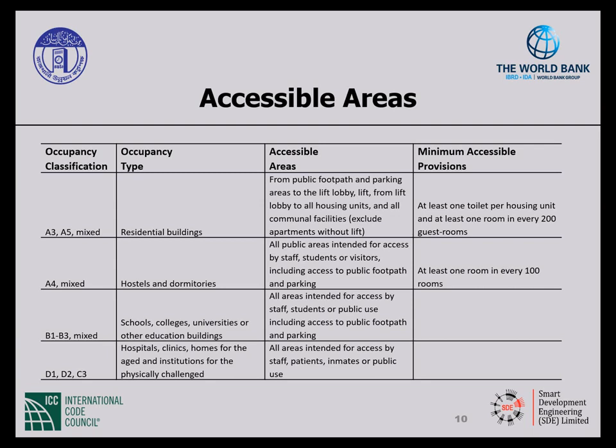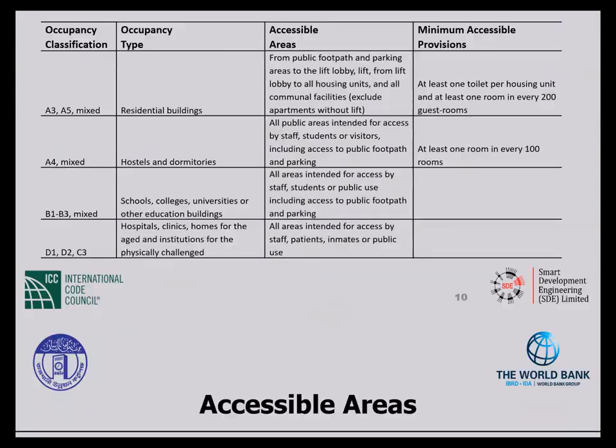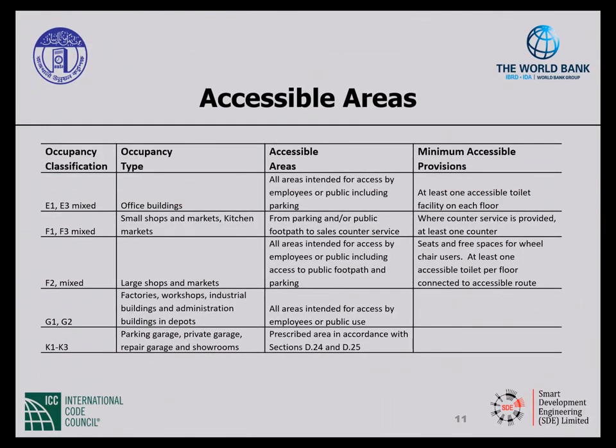In hospitals, clinics, homes for the aged, and institutions for the physically challenged, all areas intended for access by staff, patients, inmates, or public use shall be accessible. At office buildings, all areas intended for access by employees or public, including parking, shall be accessible, and you should provide at least one accessible toilet facility on each floor.